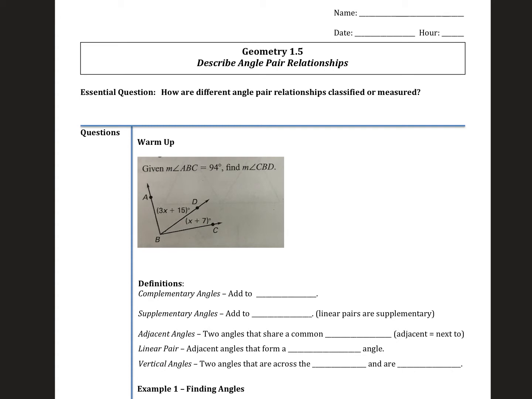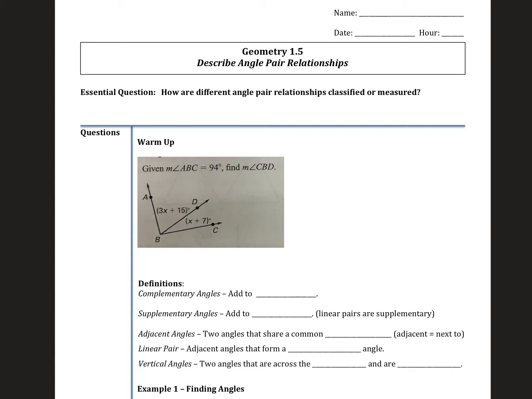We're continuing with 1.5, which is describing angle pair relationships. The essential question is, how are different angle pair relationships classified or measured? We have a warm-up. So we know the big angle, ABC, is 94 degrees, and we're looking for CBD.